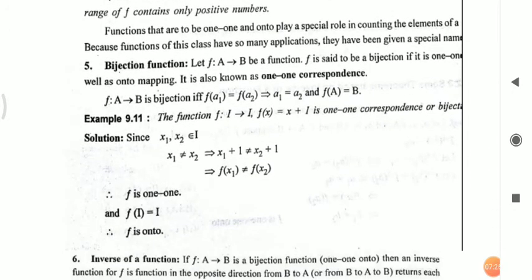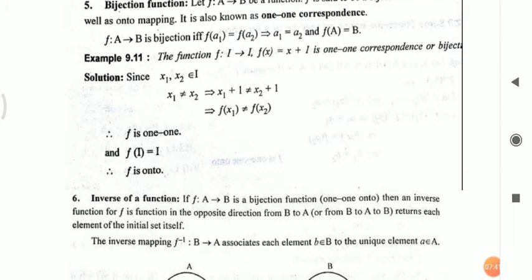Fine. Next is bijection or bijective function. A bijective function is one that is one-one and onto both, so it is called one-one onto or bijection. One example is given, it is a very important thing. f(x) is x plus 1, which is one-one and onto, and bijection also. So if a function has both the properties of one-one and onto, then it will be called bijection.